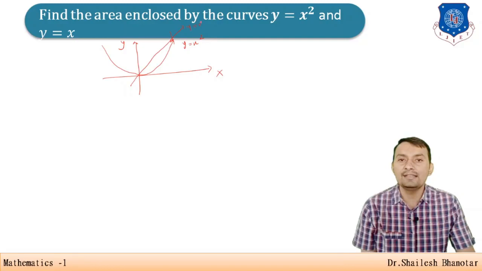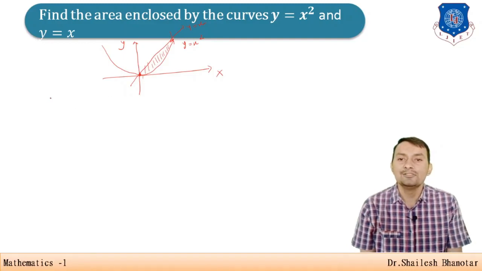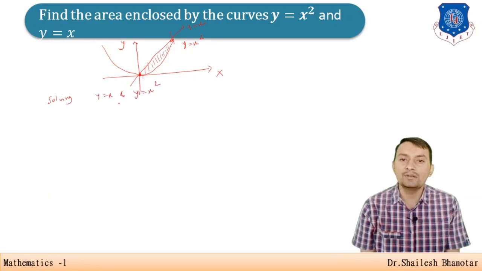So this is y = x. Bounded by these two curves, y = x and y = x², is nothing but this region, but they intersect at 2 points. So I have to consider solving y = x and y = x². When you replace y = x, you are going to get x = x².